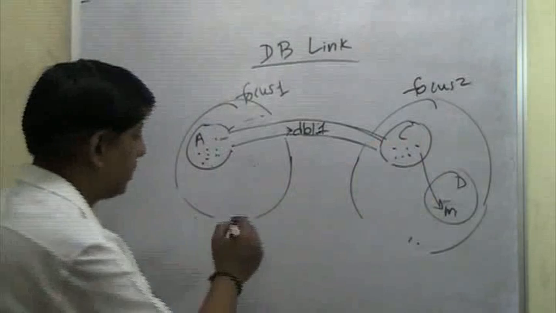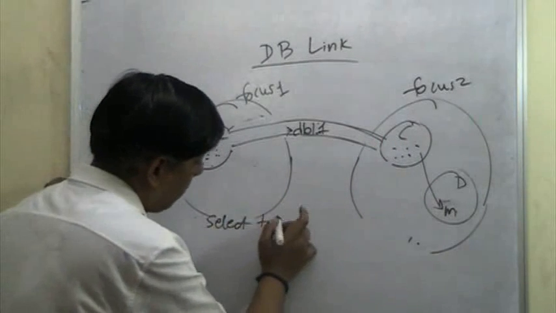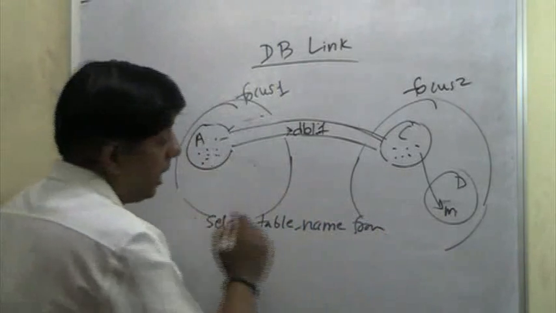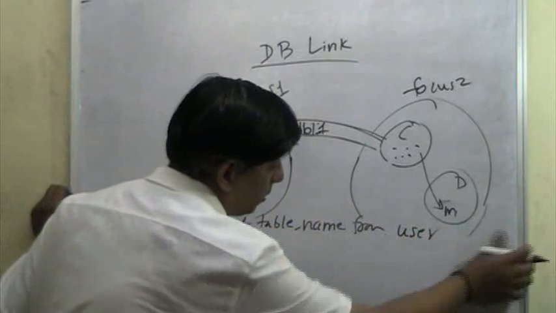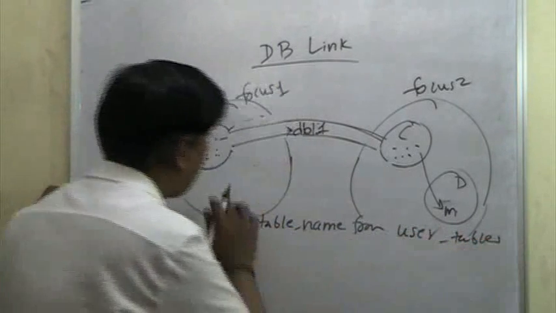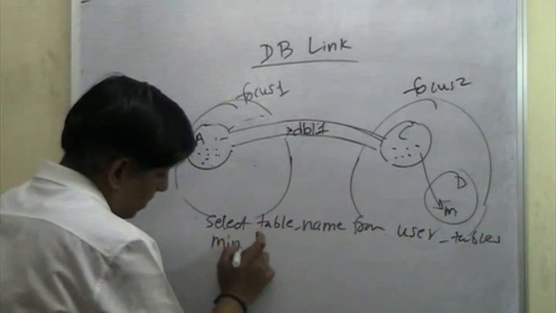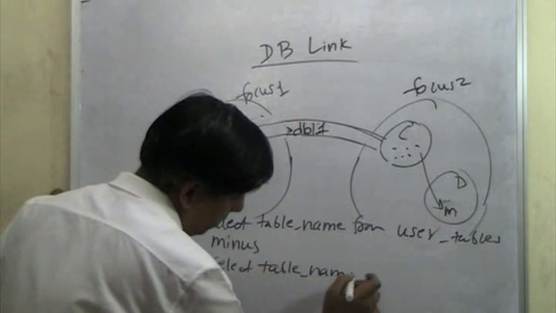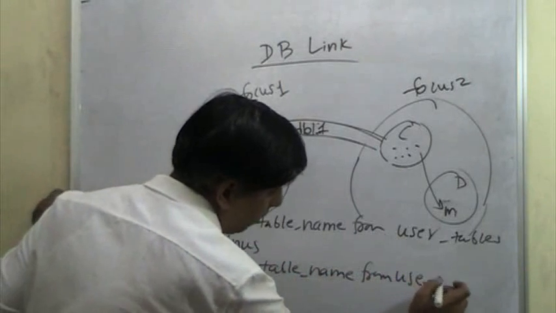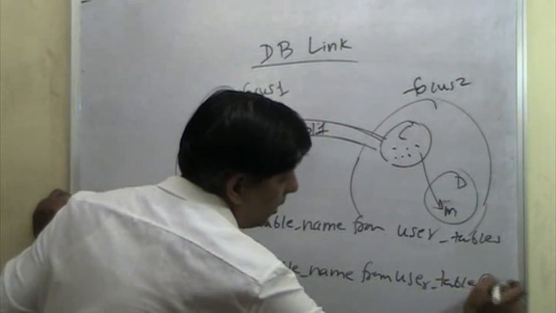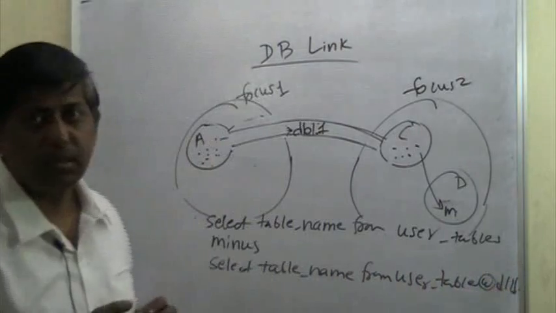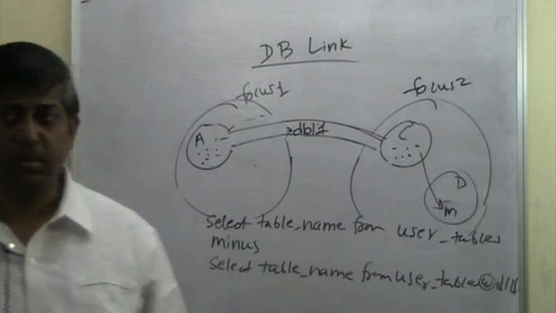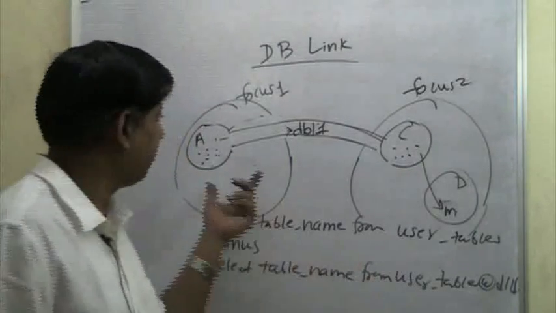How would I know the differences? Here is how I'm going to do it. Select table name from, okay, I'm logged in as A. I'm going to select table_name from user_tables. That means all of my tables, minus select table_name from user_tables at dbl1. So if there are 99 tables here and there are 100 tables here, I will get a difference of 1. This is how it will help me to find out the differences.